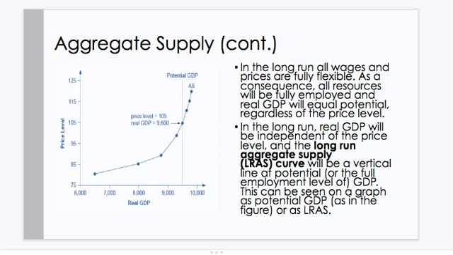In the long run, all wages and prices are fully flexible. As a consequence, all resources will be fully employed, and real GDP will equal potential regardless of the price level. In the long run, real GDP will be independent of the price level, and the long-run aggregate supply curve will be vertical at the potential or full employment output level. This can be seen on the graph as potential GDP, as in the figure, or as LRAS.